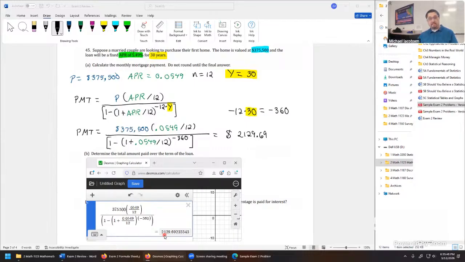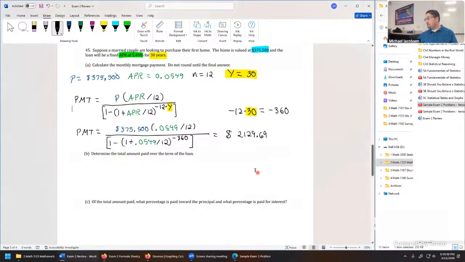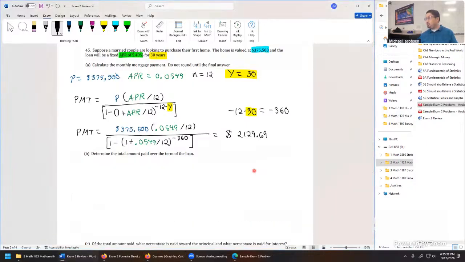Okay, with that payment down on paper, now we can turn over to see just how much they're going to pay over the entire term of the loan. It really just came down to that number times 12 times the term 30. The logic behind that: 2129.69 per month. But then we can do a unit change here and say that there's 12 months per year.